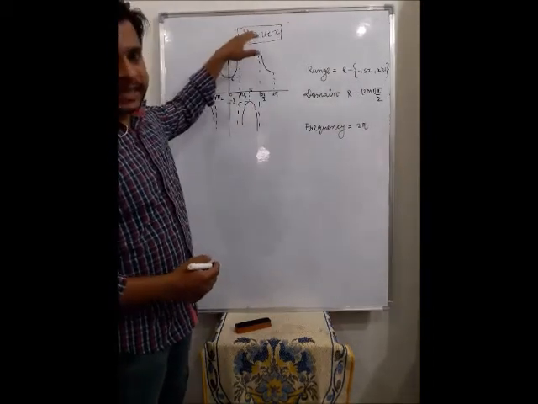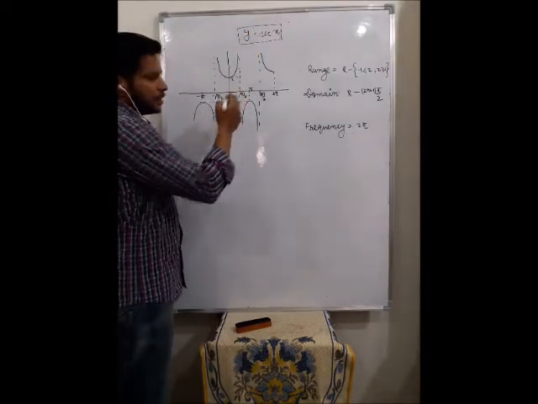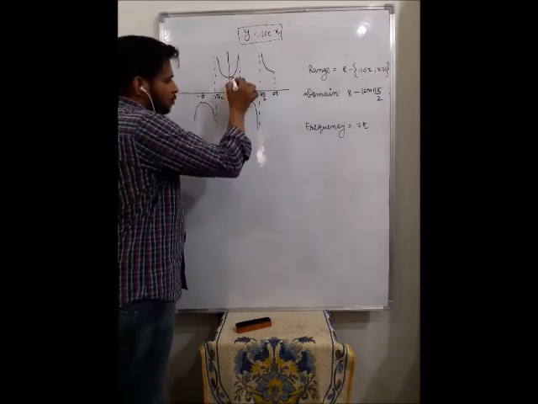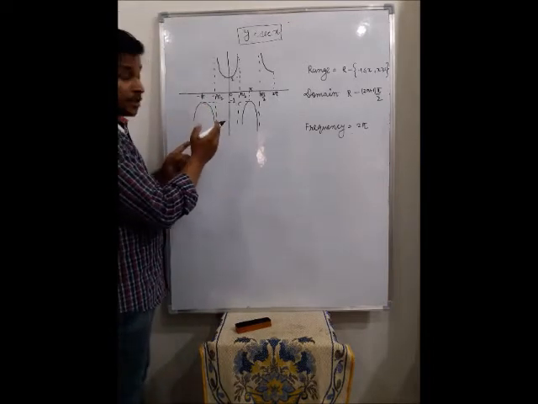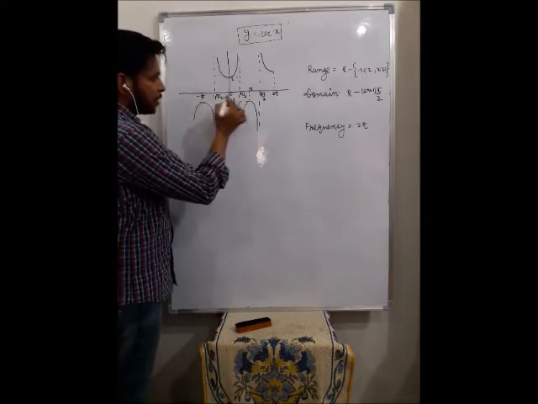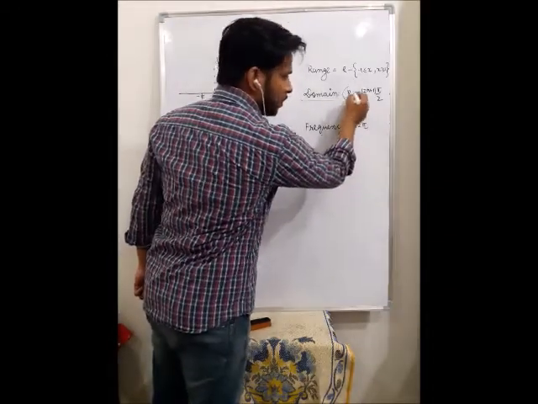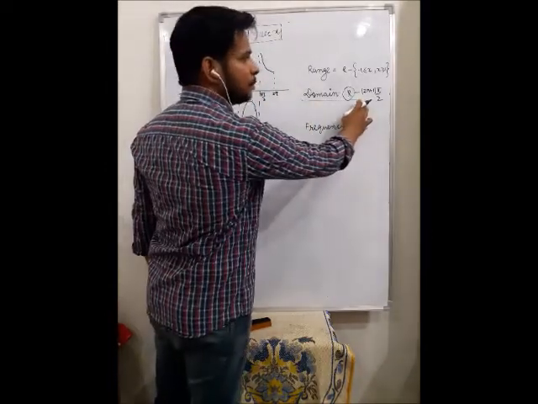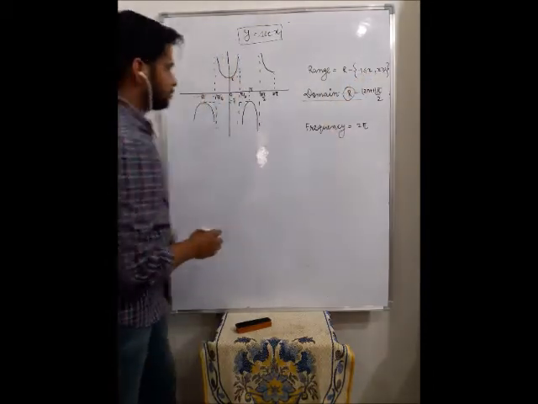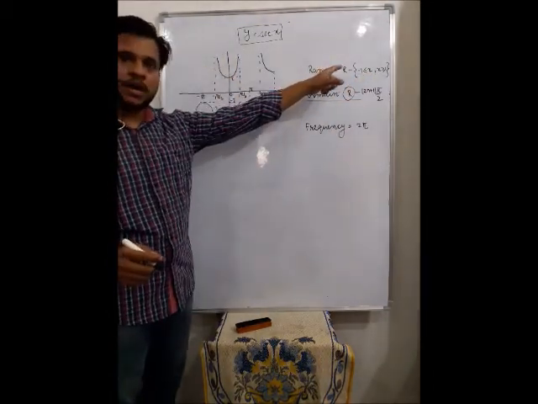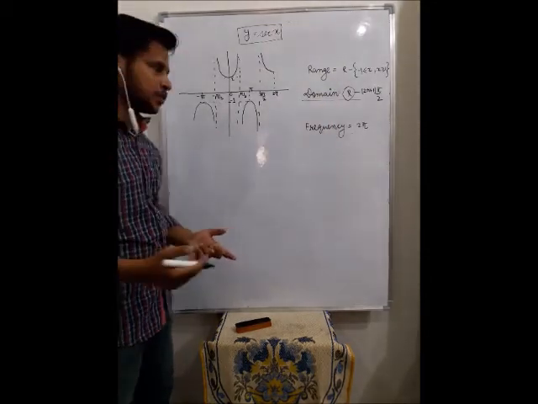Now this is the sec function. As you can see, its value is not defined between 1 and minus 1. Also its domain is not defined at minus pi by 2, pi by 2 and 3 pi by 2. So its domain is R, but we exclude the values (2n plus 1) pi by 2, and similarly for range we exclude the values between minus 1 and 1. Otherwise its range is R, but its frequency is 2 pi, the same as the sine and cos function.